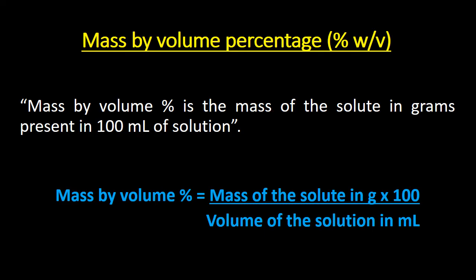Let us know what do you mean by mass by volume percentage. Mass by volume percent is the mass of the solute in grams present in 100 ml of the solution. This can be given by the following expression, that is mass by volume percent is equal to mass of the solute in gram into 100 divided by volume of the solution in ml.